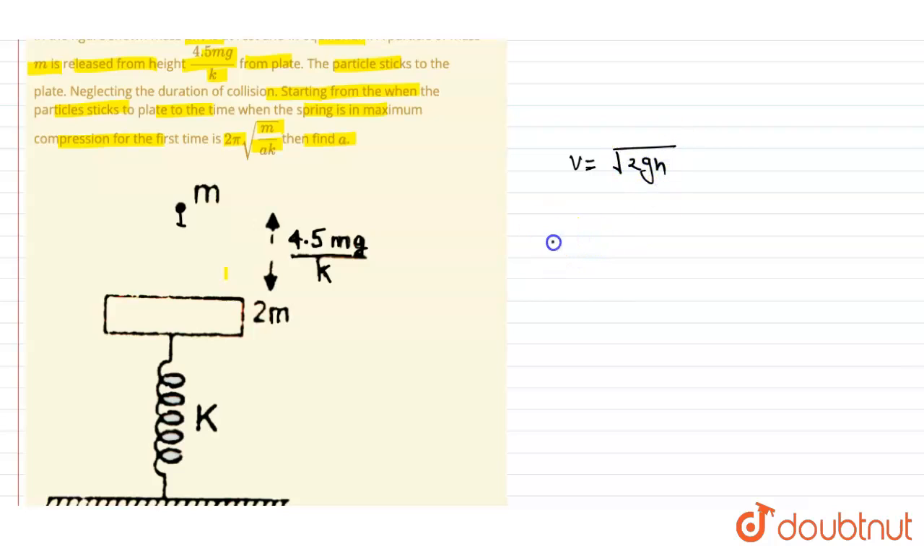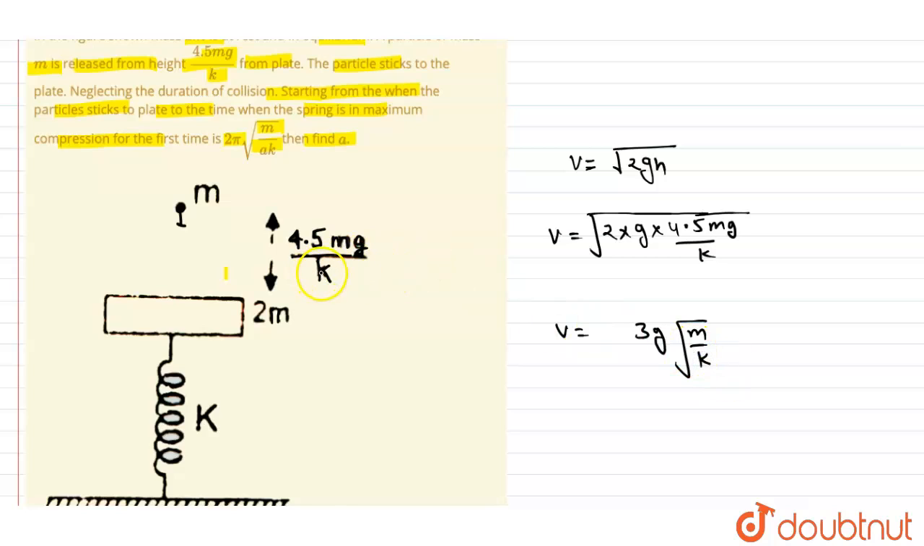So here we can find the velocity, which is root of 2 into g into h, and we have given in the question h is 4.5 mg divided by k. Now we can write this v as 3g root m by k. This is the velocity by which it is moving.